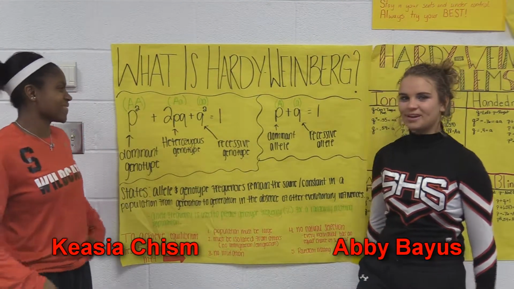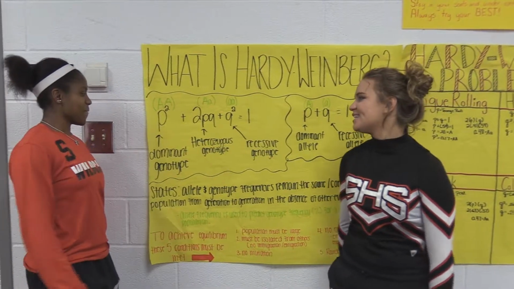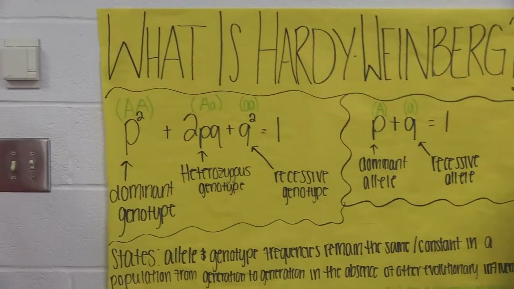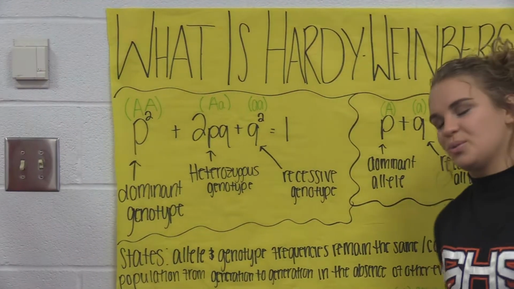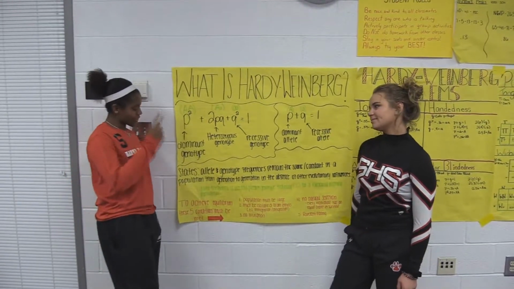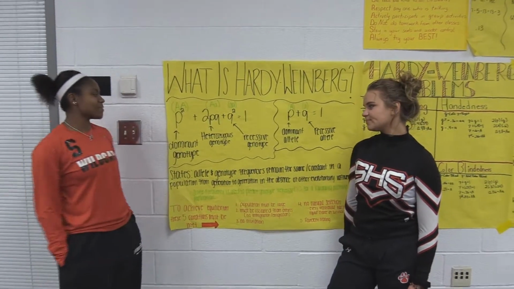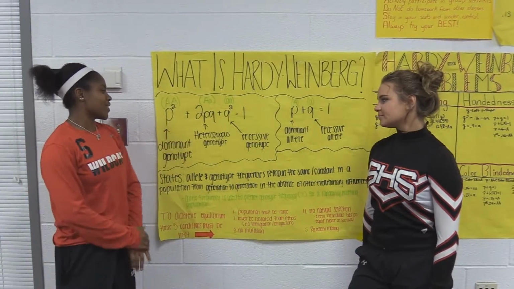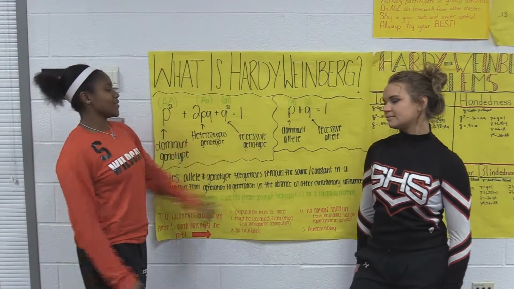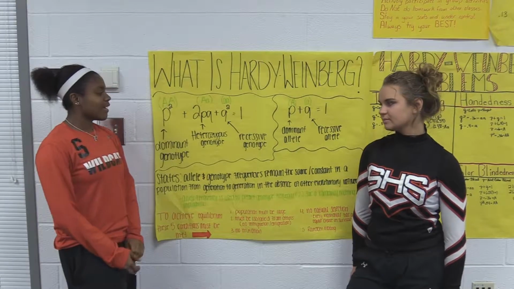What is Hardy-Weinberg? Hardy-Weinberg is known as the equation p squared plus 2pq plus q squared equals 1, where p squared is your homozygous dominant genotype, your 2pq is your heterozygous, and your q squared is your recessive.